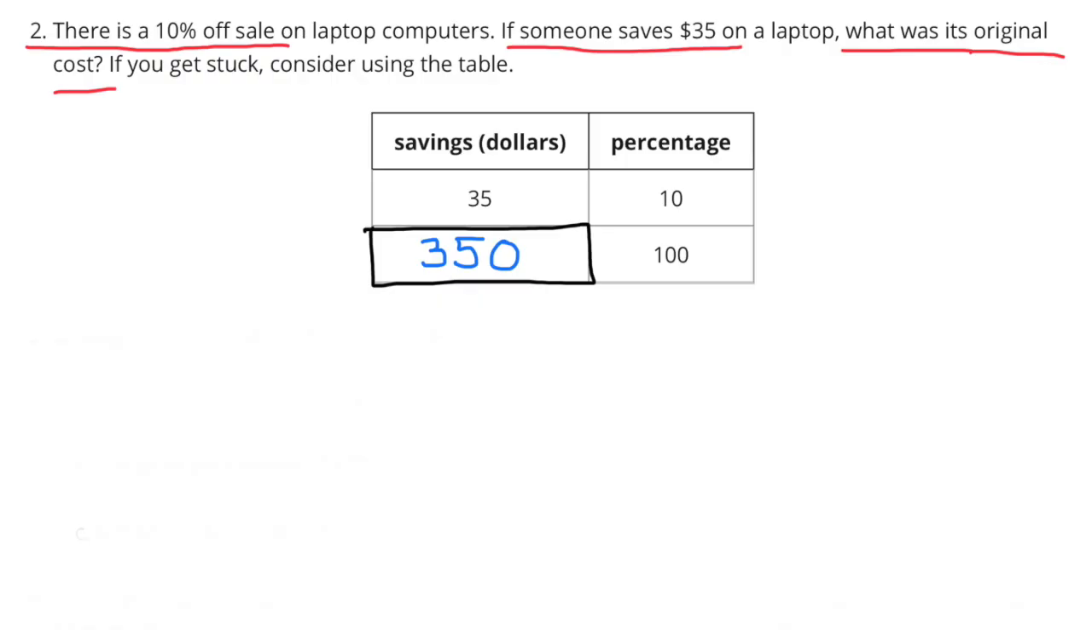We started out with 10%, and then underneath it we have 100%. We multiplied the 10 times 10 to make it 100. We need to multiply the 35 times 10, and we get 350. The original cost of the laptop computer was $350.